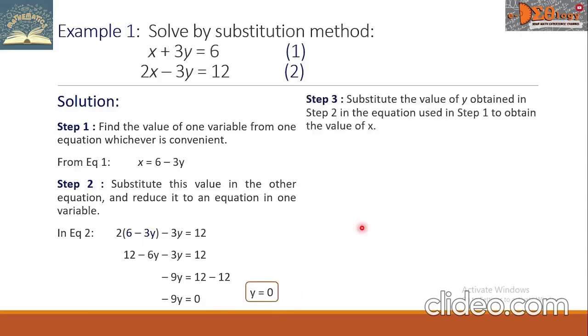Then we go to step 3. Substitute the value of y, which is 0, obtained in step 2 in the equation used in step 1 to obtain the value of x. So our equation 1 is x plus 3y equals 6. We substitute the value y as 0 in here. So equation 1 becomes x plus 3 times 0 equals 6. 3 times 0 is simply 0. So the value of x is 6. This is the value of x.